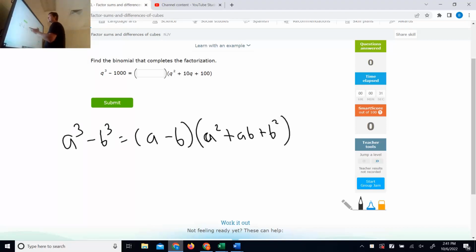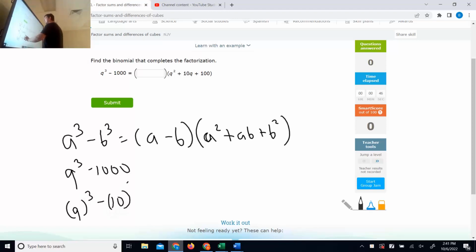So we have q cubed minus 1,000. I create a q cubed by taking a q and literally cubing it. I create 1,000 by taking a 10 and cubing it. So here are my letters: this is A, and this is B. Going back to the original problem, all I have to do is type in A minus B, or sorry, q minus 10. That's all it's going to be.